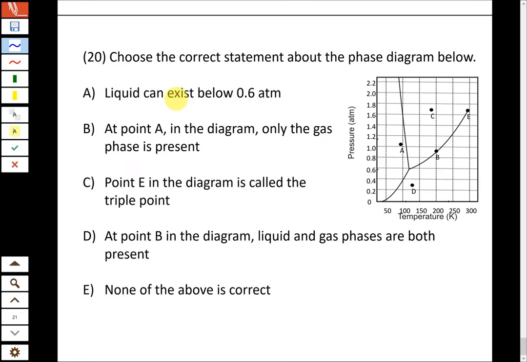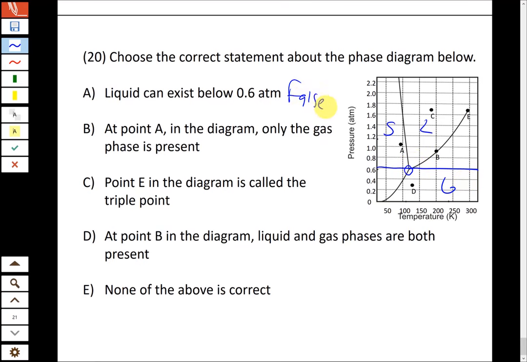Okay, so the first one here, liquid can exist below 0.6 atmospheres. So to figure out if that's true or not, we just draw a line through 0.6 atmospheres, and we see that this is our solid here on the left, liquid in the middle, gas on the right. Now what we notice is that our triple point here occurs at 0.6 atmospheres. Liquid doesn't exist below the triple point, so anywhere below 0.6 we see is only the gas phase or the solid phase. There is no liquid below 0.6, because that liquid part of the diagram ends at the triple point, which is right there. Anything below 0.6 is only solid or gas. This one's going to be false.